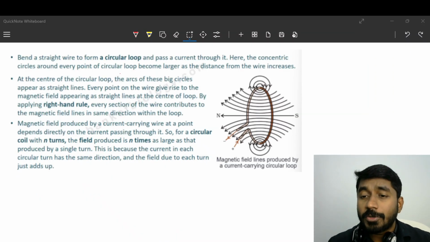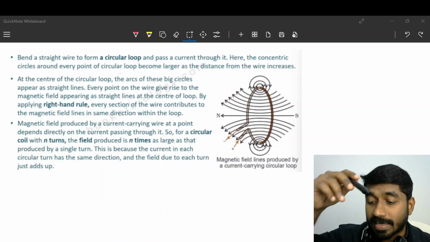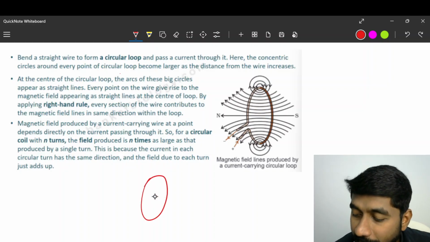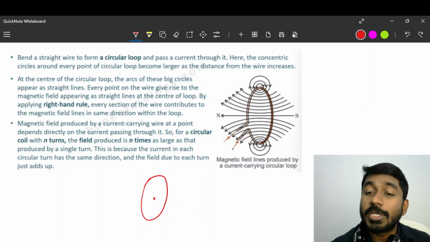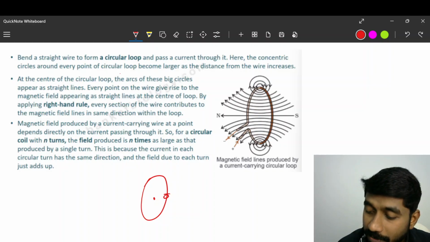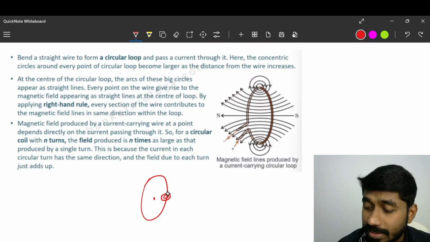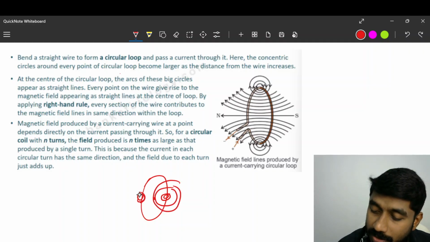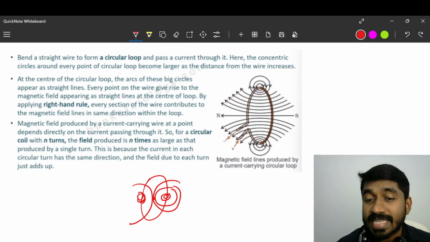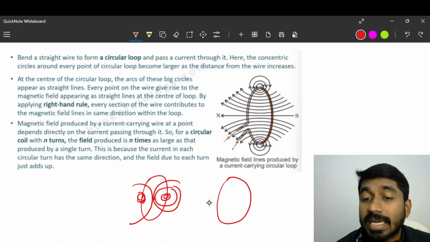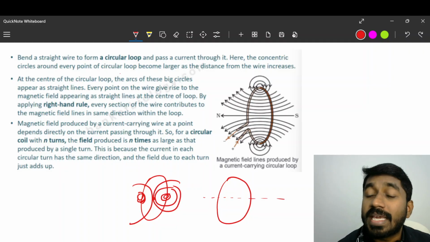So the magnetic field due to a straight conductor is concentric circles. Now let's see what the magnetic field due to a circular conductor will be. I am going to find the magnetic field due to a circular conductor at the center. We know that the magnetic field just near the straight conductor will be crowded, but as you move away it will be big circles, right? So here also there are small circles, but when it comes to the center it becomes a straight line. So the magnetic field due to a circular current carrying conductor at the center will be a straight line.